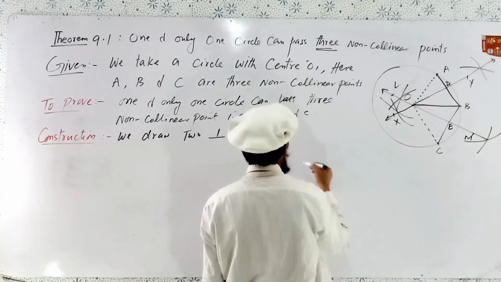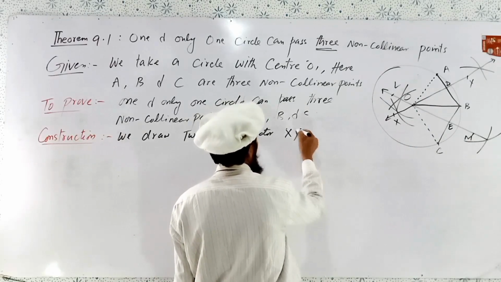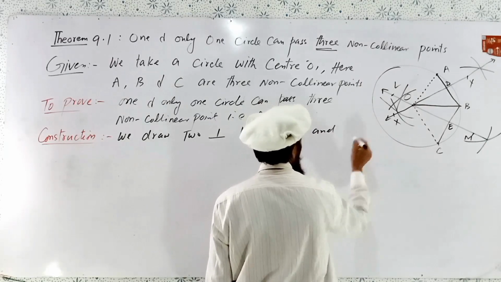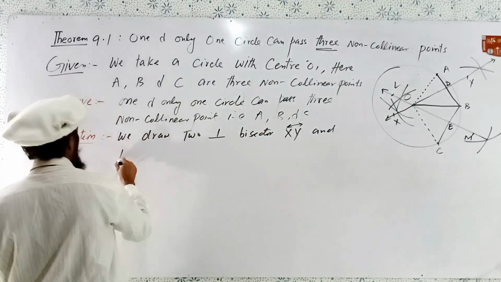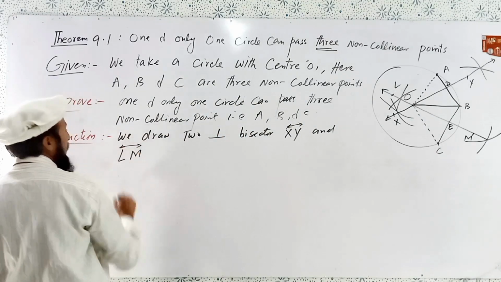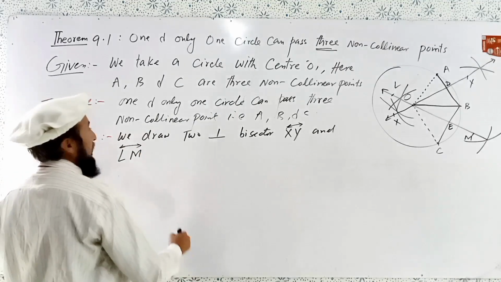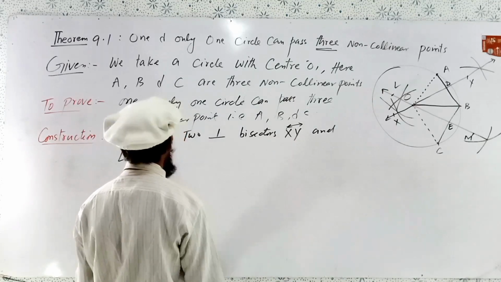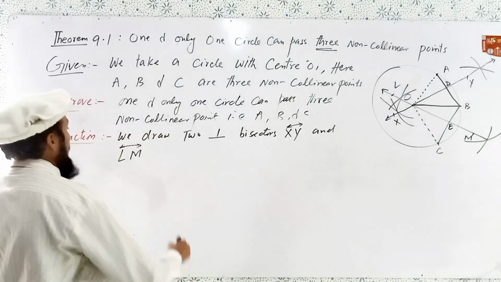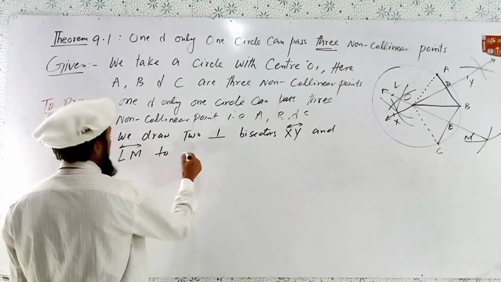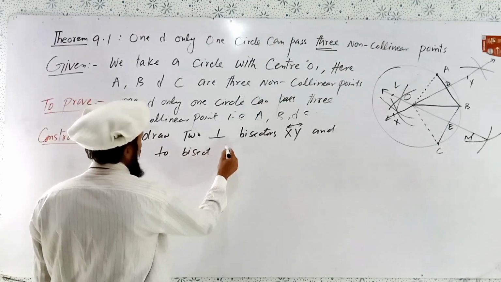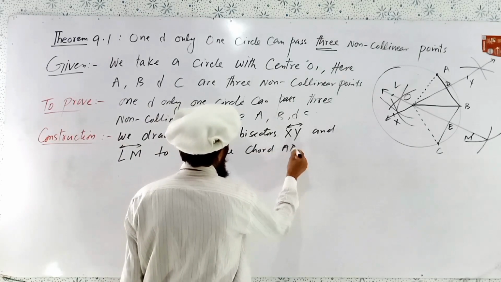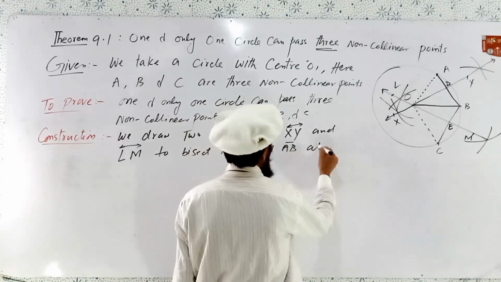XY and LM. These are the two right bisectors. We draw two perpendicular bisectors XY and LM to bisect the chord AB at point D.